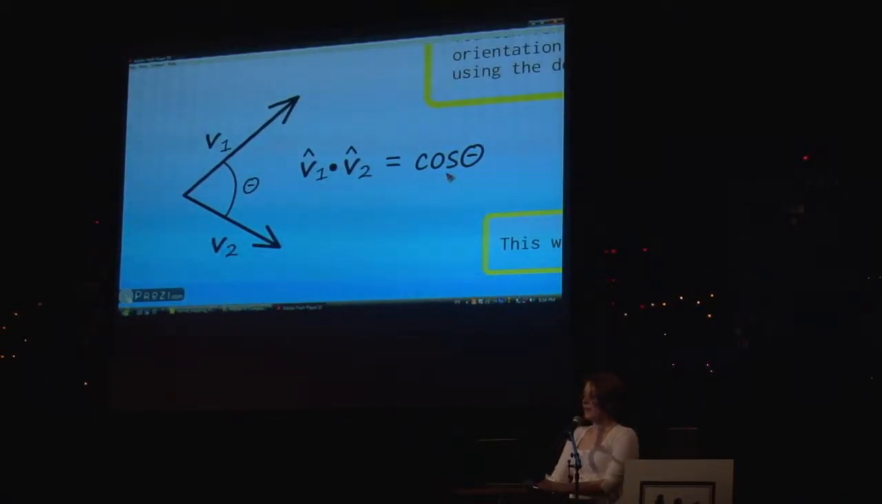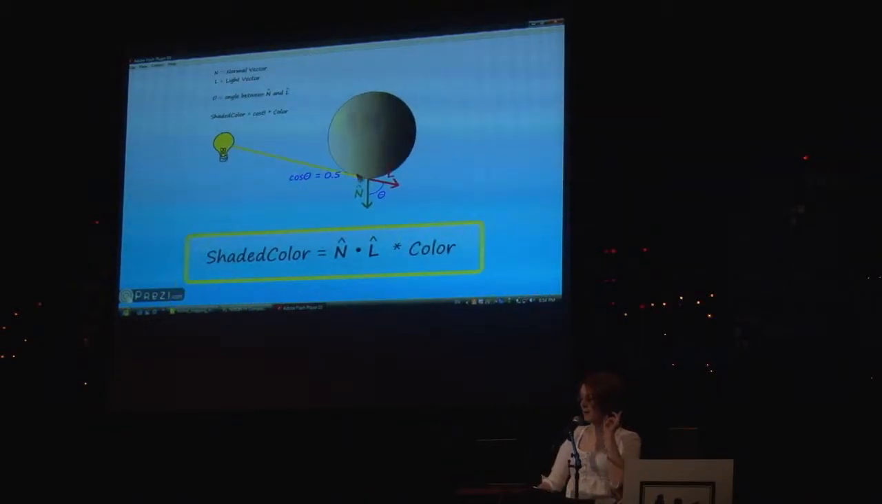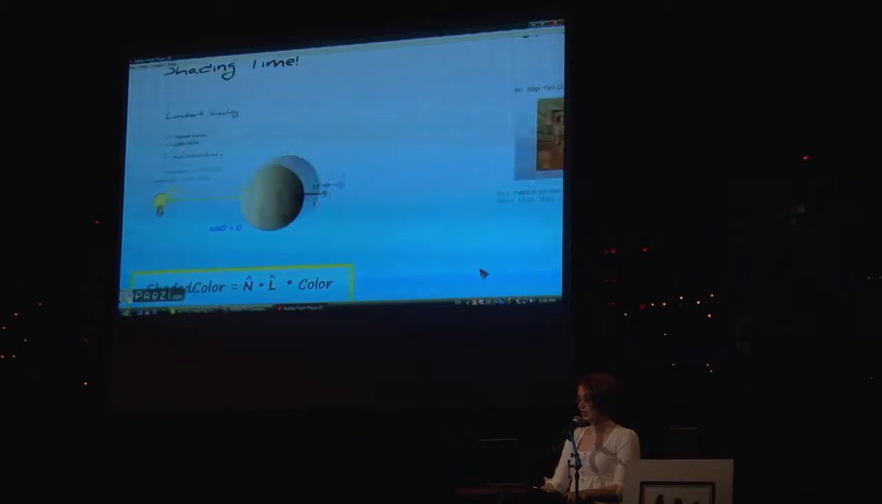Check this out. Now remember that cosine of theta, which we were just talking about, is also equivalent to v1 hat dot v2 hat. So the formula for Lambert shading is shaded color equals normal hat dot light vector hat times color. Or rather, sorry, that's dot. N dot L times color. Really simple formula for Lambert shading.